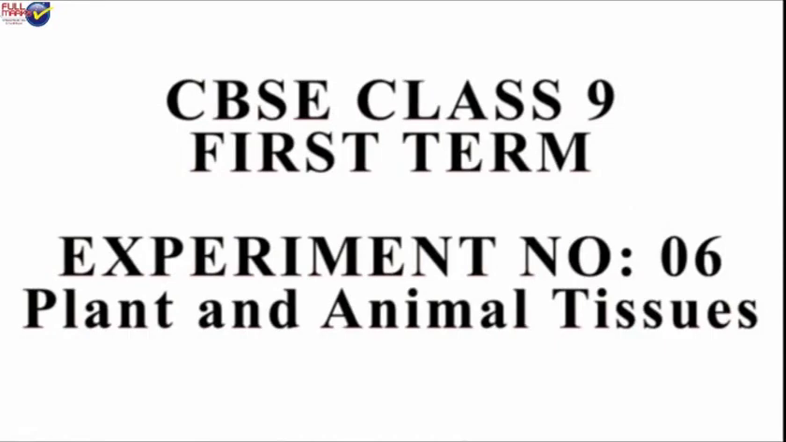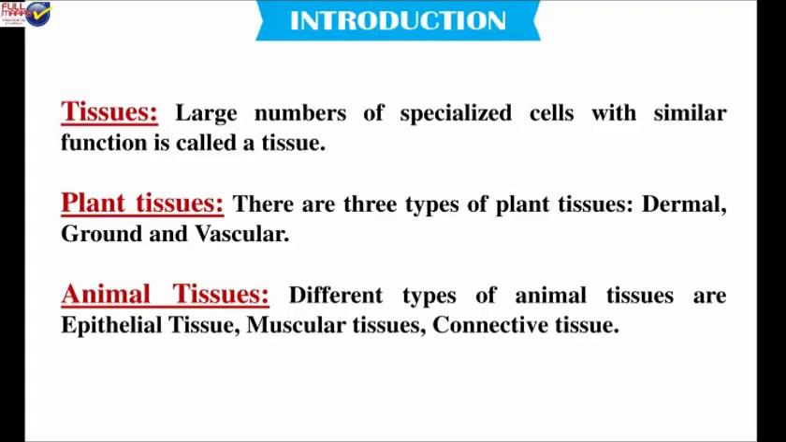CBSE Class 9, First Term, Experiment Number 6, Plant and Animal Tissues. Introduction. Tissues. A large number of specialized cells with similar function is called a tissue. Plant tissues. There are three types of plant tissues: dermal, ground, and vascular. Animal tissues. Different types of animal tissues are epithelial tissue, muscular tissue, and connective tissue.